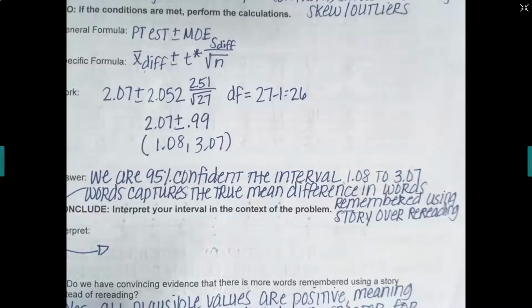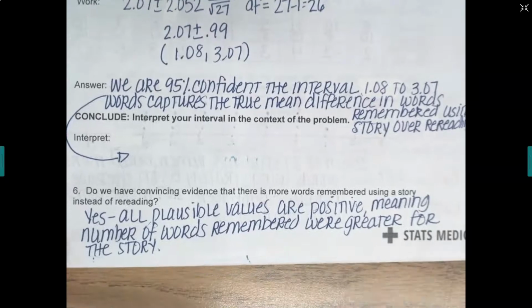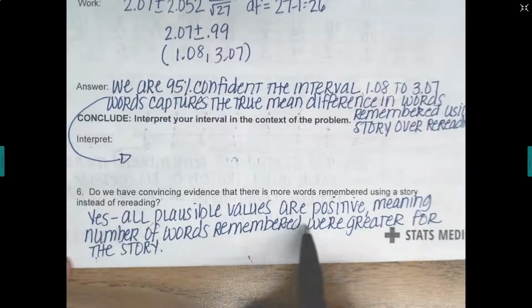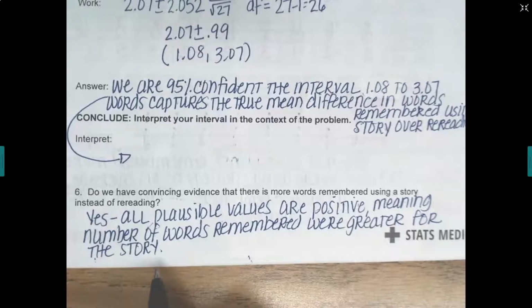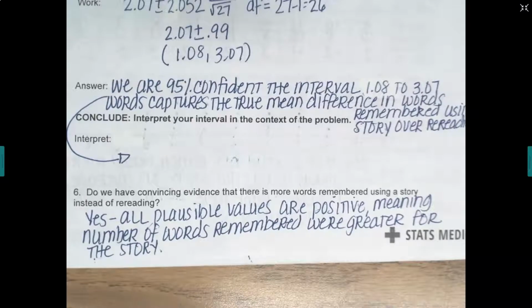Okay, so hopefully we're doing pretty good with that. Now, our last question is, do we have convincing evidence there are more words remembered using story instead of rereading? Remember, we did story minus rereading, and we do have some good evidence. All the plausible values are positive, meaning the number of words remembered was greater for story, because when we subtracted, we got a bigger number. Bigger number minus smaller number is going to be positive. Okay, so hopefully you were real close on that. If you missed something, make sure you get it filled in.